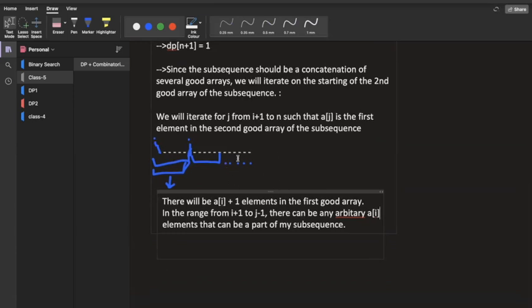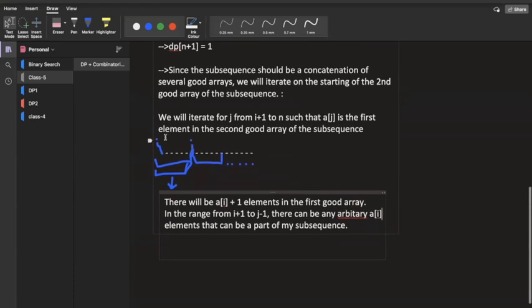So in this range from I plus 1 to j minus 1, I have to choose a of I arbitrary elements, and I can choose any a of I elements because the only constraint that I have is that the length should be equal to the first element plus 1. And once I do that, then the problem reduces to finding the number of good subsequences which start at the position j. So let me write it down more formally.